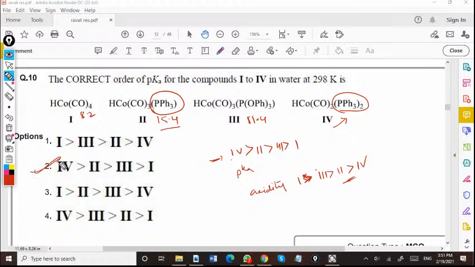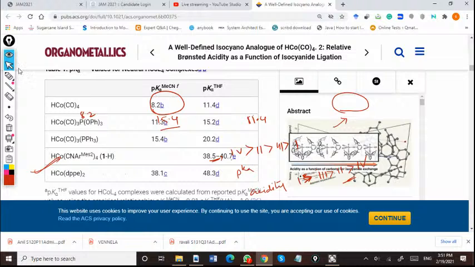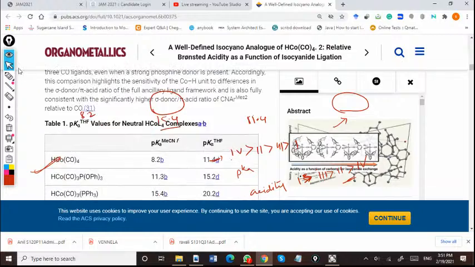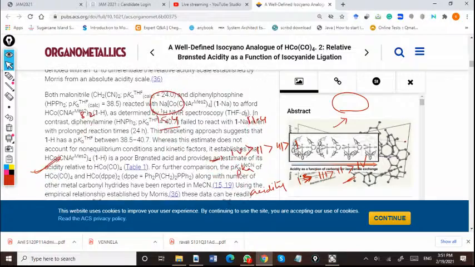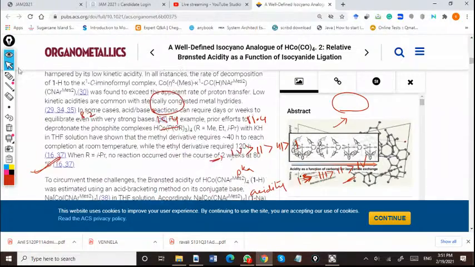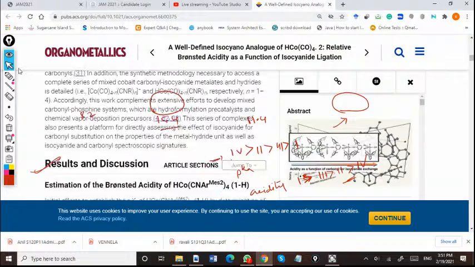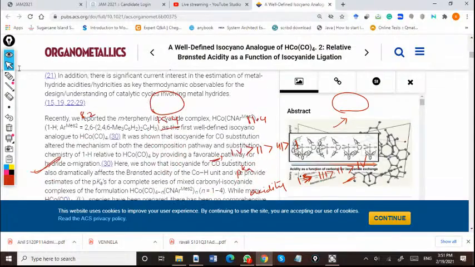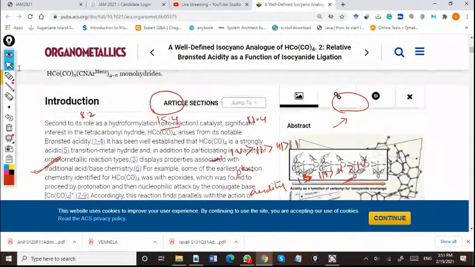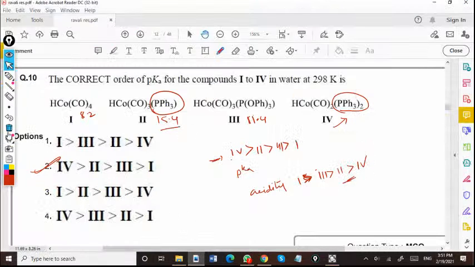Hope you like this. If you need the reference, go for the Organometallics journal. You can find the complete details and also the explanation in detail with the replacement of each phosphine ligand and each carbonyl. This is the explanation for the complete group. Hope you like this session. Let's go to the next question.